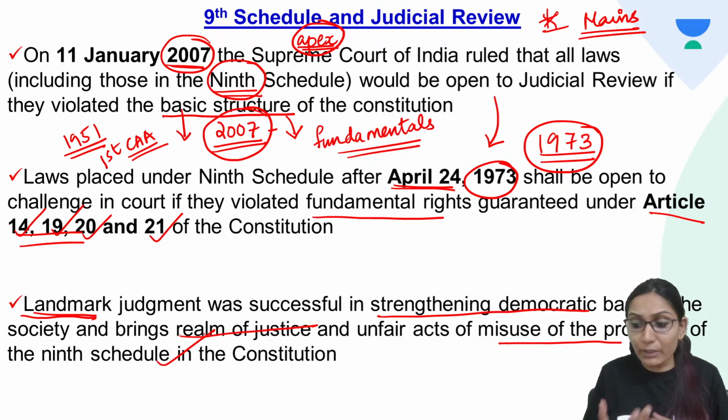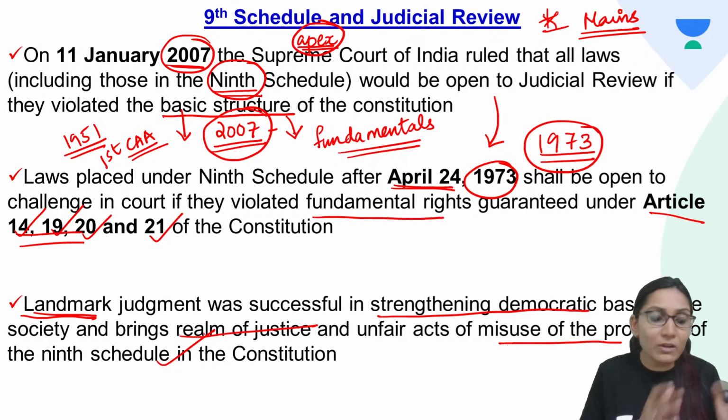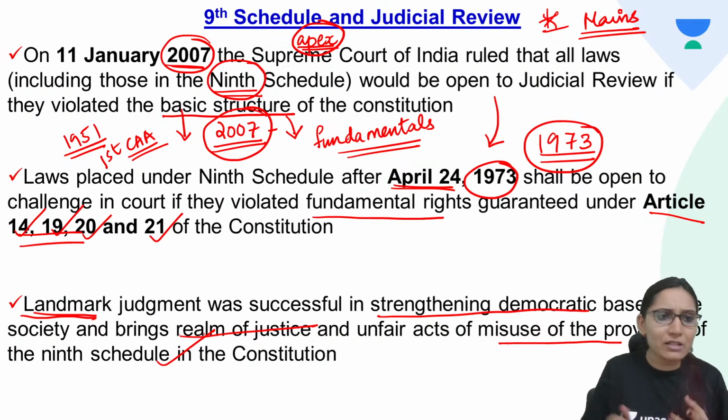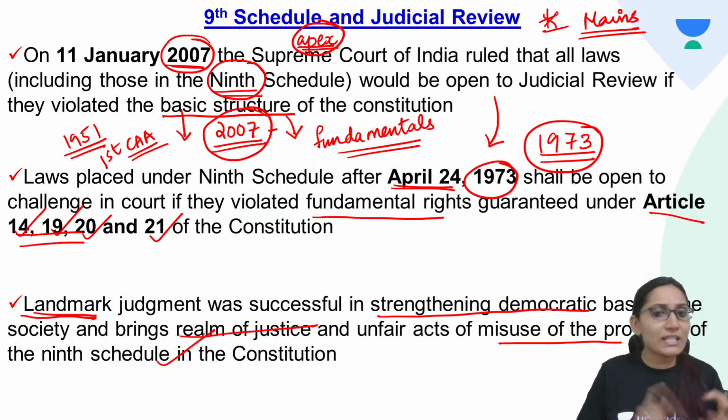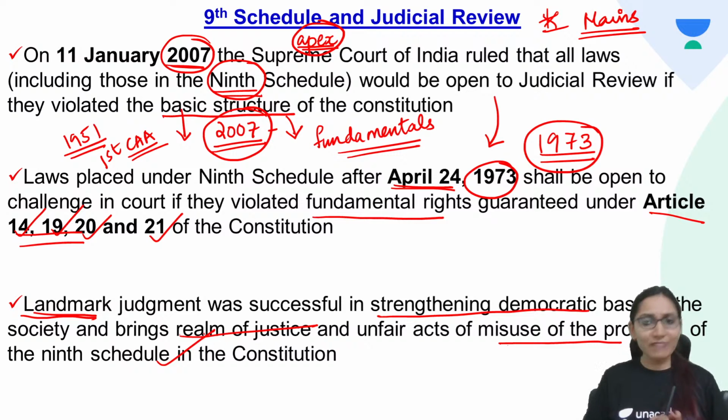So the 9th Schedule, if at all misused by the legislature, the Supreme Court has ensured that it will have an eye on it. The Supreme Court will be reviewing it. So this judgment is very, very important. Remember the articles also: 14, 19, 20 and 21. If they have violated any of them, the Supreme Court can intervene.